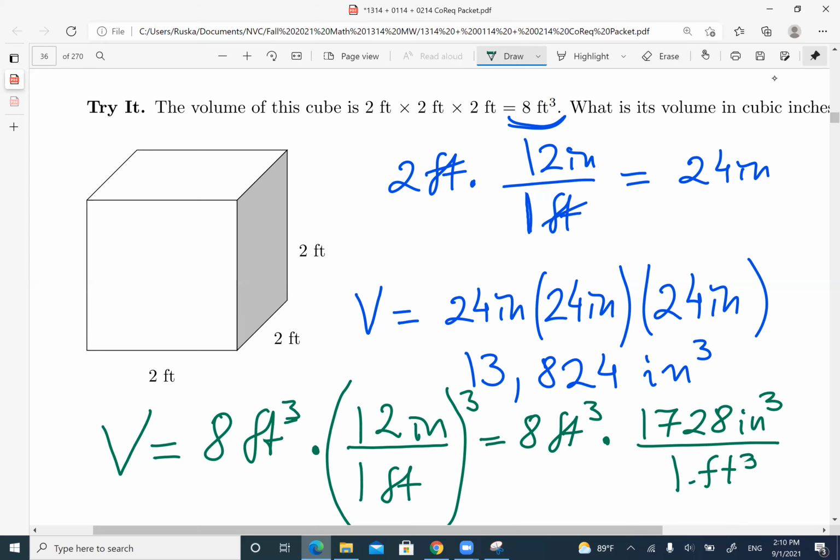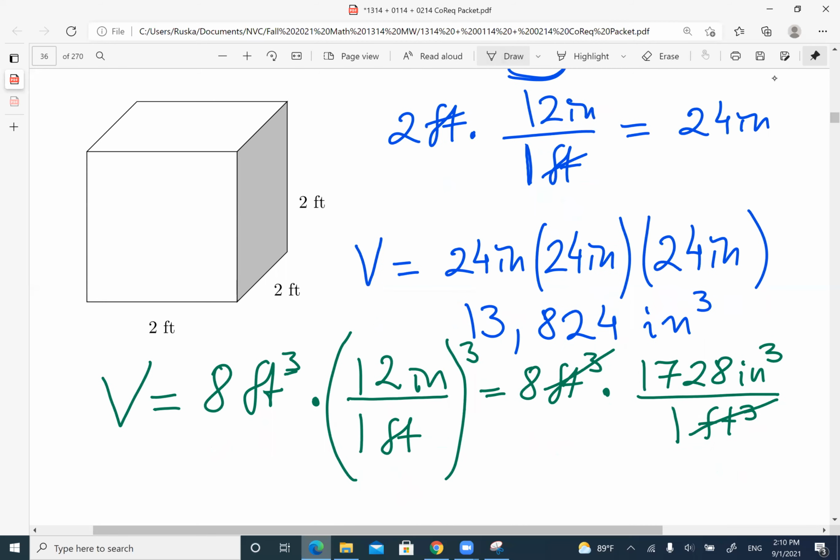Now, because it's cubic feet, I can cancel cubic feet, cubic feet. And now I have to multiply 8 times 1,728, which is going to give me the same answer. Okay? So everybody understand that? So you can do it both ways.